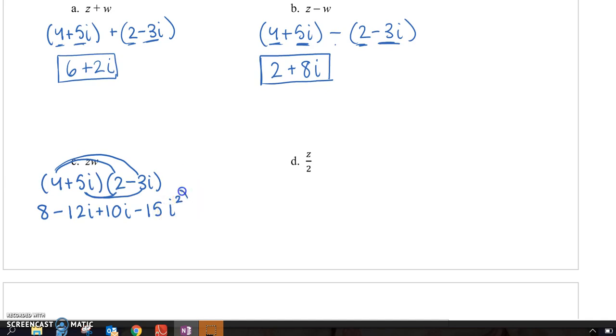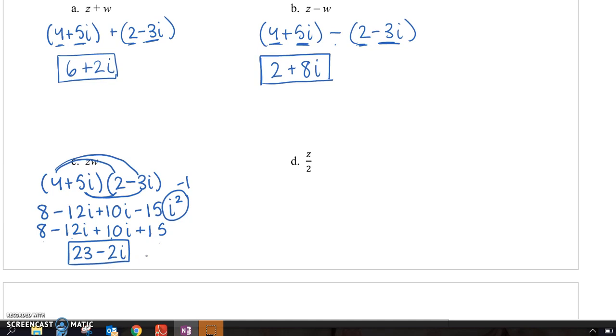What happens though is i squared is negative 1. There's where I'd have you call it out if I was actually with you right now. So i squared is negative 1, so we'll end up with 8 minus 12i plus 10i minus 15 times negative 1. The negatives cancel. We end up with a plus 15. So 8 plus 15 is 23. Negative 12i plus 10i is negative 2i, so we get 23 minus 2i.